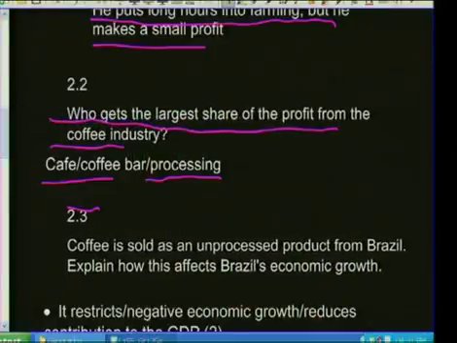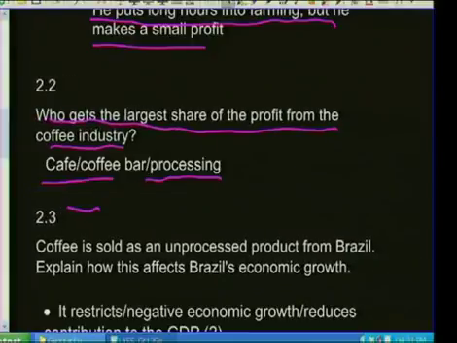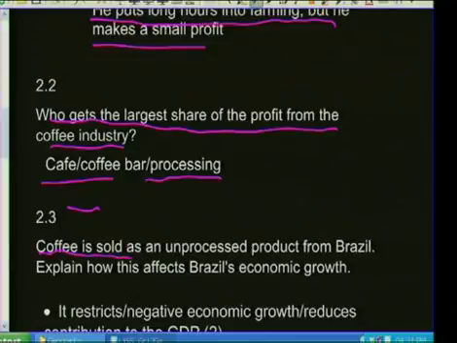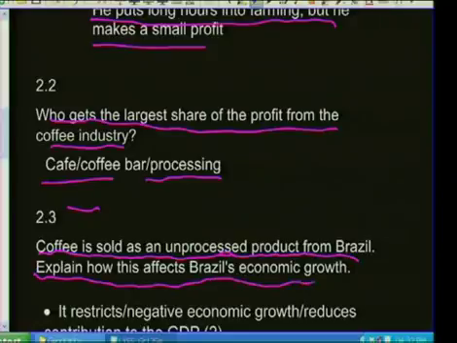All right? Let's go and look at this one over here. The next question. It states, the coffee is sold as an unprocessed product from Brazil. Explain how this affects Brazil's economic growth. Now, again, the action word comes in here. Unprocessed product. That is the important word here, unprocessed product. And you need to know your terminology and your action words, and sometimes learners, you don't read clearly. This should be highlighted immediately.